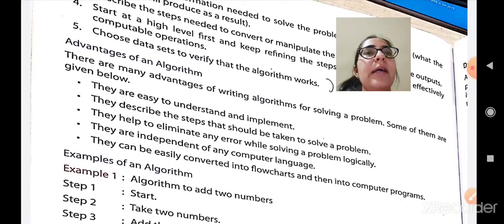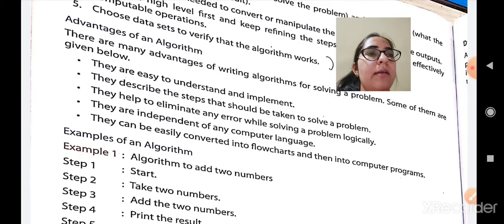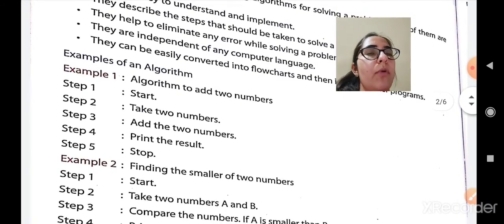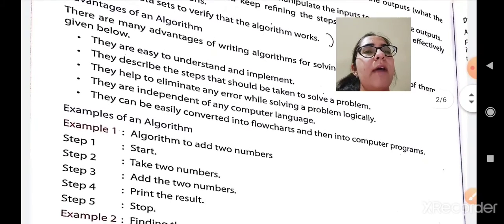Now let us see the advantages of the algorithm. There are many advantages of writing an algorithm for solving a problem. First, they are easy to understand and to implement. They describe the steps that should be taken to solve the problem. They help us to eliminate errors while solving a problem logically. They are independent of any computer language, and last, they can be easily converted into a flowchart and then into computer programs. So these are the advantages of an algorithm.